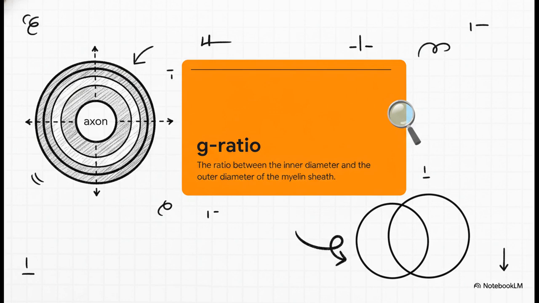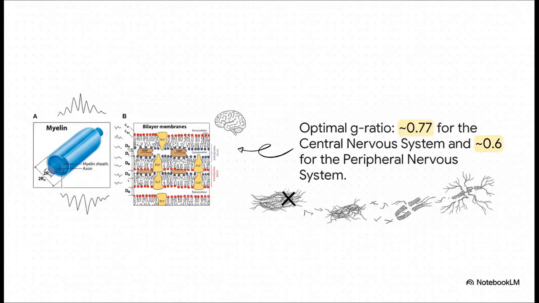Now, to quantify the degree of myelination, researchers use a metric called the G ratio. It's a fairly straightforward geometric relationship. You take the diameter of the axon itself and divide it by the total outer diameter of the axon plus its myelin sheath. It turns out there's an optimal value for this ratio, which differs slightly between the central and peripheral nervous systems. This highlights a very delicate balance.